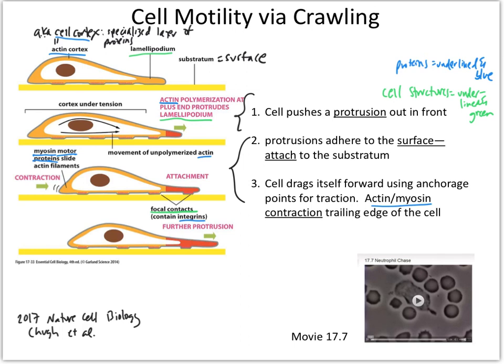One thing I thought was pretty cool is that I just did a quick Google search, and it turns out that there's still a lot of research on the cell cortex and this tension. In 2017, there was an article published in Nature Cell Biology that had to do with surface tension, which is due to the cell cortex. Also, if you'd like to see a movie of a cell moving in this way, check out movie 17.7 from your textbook. It's a neutrophil, and it's chasing around bacteria.